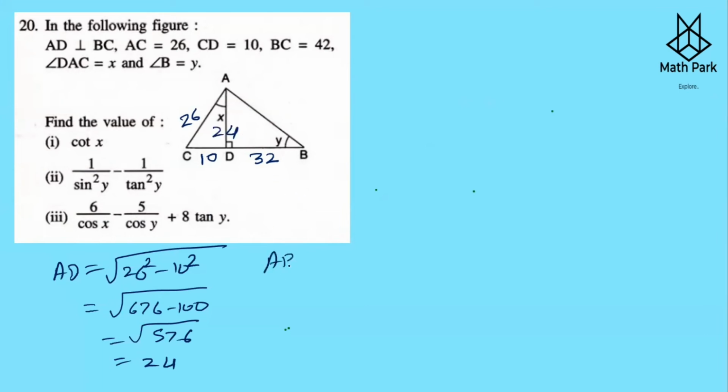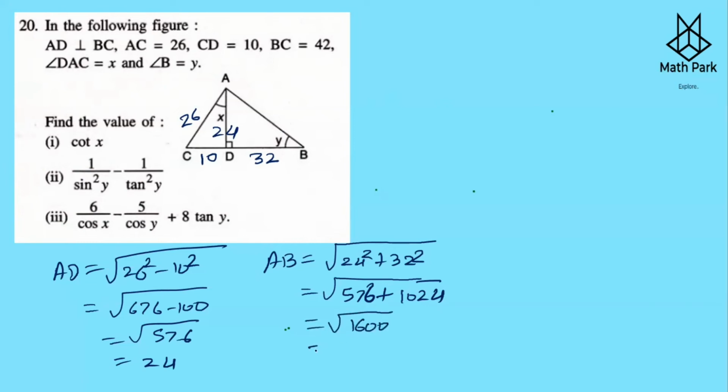Now let us find AB. So you have AB is equal to root of 24 square plus 32 square. So 24 square is 576 and 32 square, let us do 32 into 32. Calculate it mentally, or you can write it. 32 square is 1024. Add 1024 plus 576, we get it as 1600. So this is 1600 and square root of 1600 is 40 because 16 square is 4. So this is how we got this as 40.